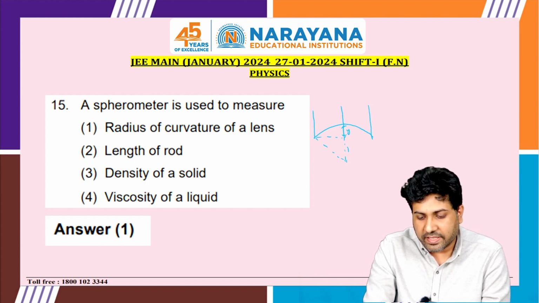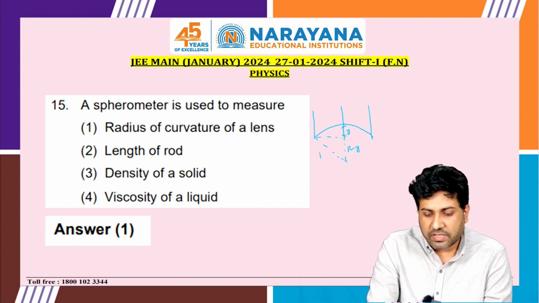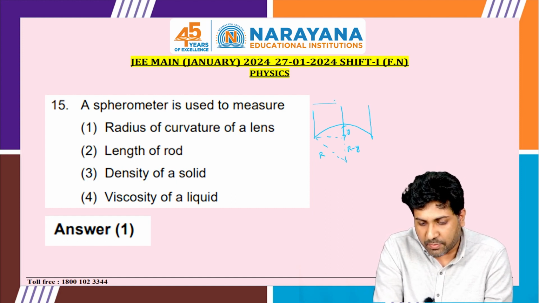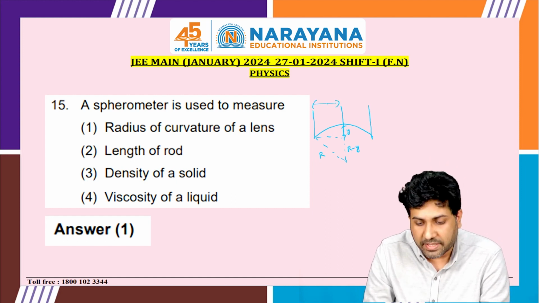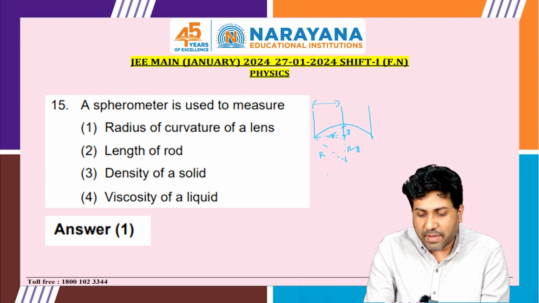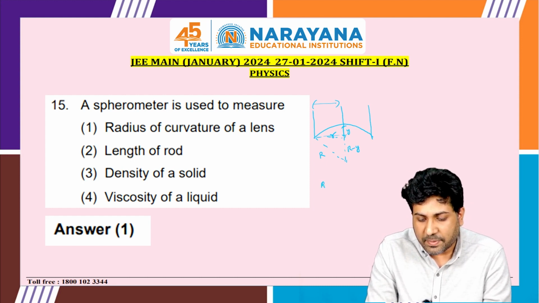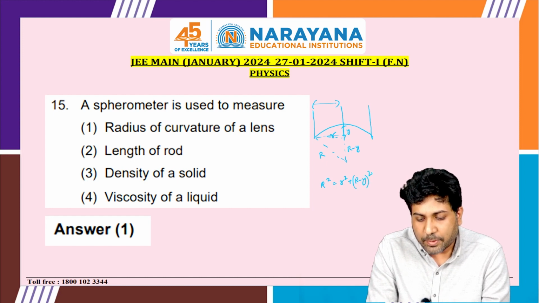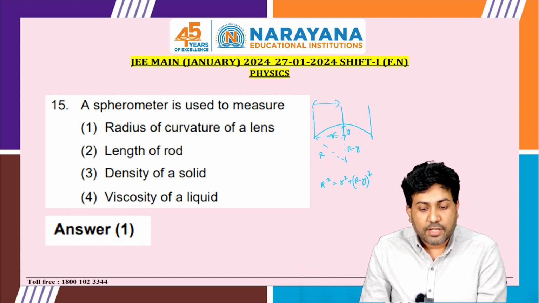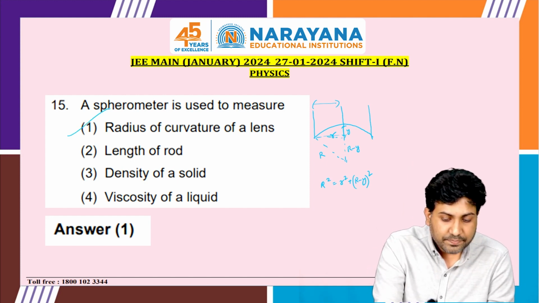So if this is y, this distance is r minus y, this is r, and let's say the diameter is... With the help of this distance, we can also get the diameter, and if I know the diameter, I also know the radius of this. Let's say it is small r, and by Pythagoras theorem, we will say capital R square is equal to small r square plus capital R minus y whole square. So this is how we can find the radius of curvature. So a spherometer is used to find the radius of curvature.